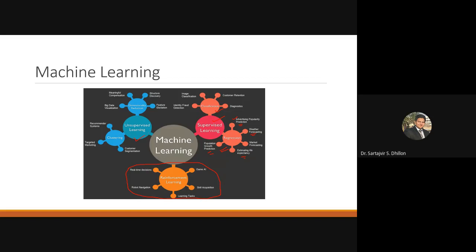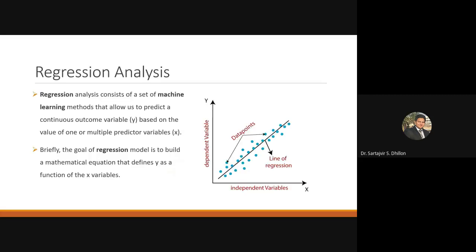And what is supervised learning? In it we have to give training samples or labeled data to train the algorithm and get some kind of output on the basis of the trained data. Regression analysis consists of a set of machine learning methods that allow us to predict a continuous outcome variable based on the value of one or multiple predictor variables.